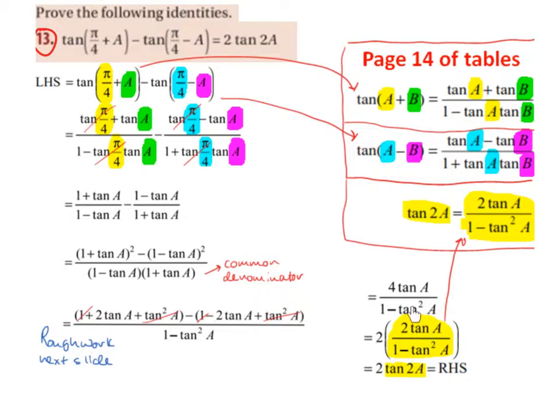So now inside the brackets we have an expression that matches up with this formula exactly. So we have 2 tan of A as our numerator and 1 minus tan squared A as our denominator. So this is equal to tan of 2A. We have to bring down the 2 in front as well. So we end up with 2 tan of 2A, and that's what we were asked to prove.